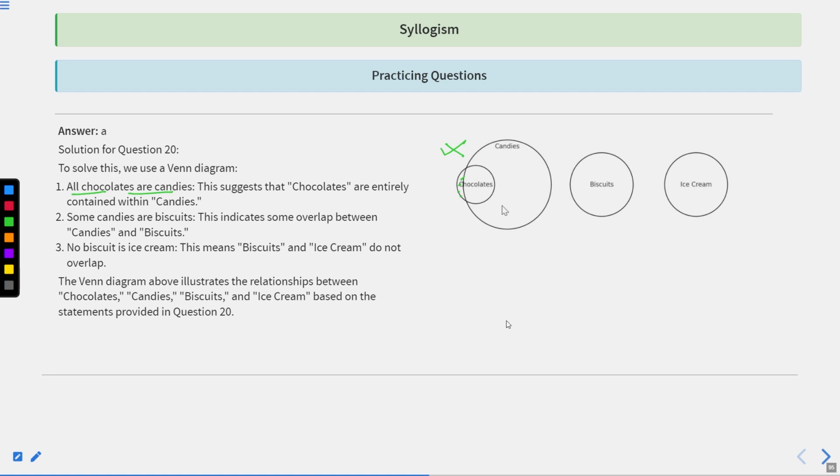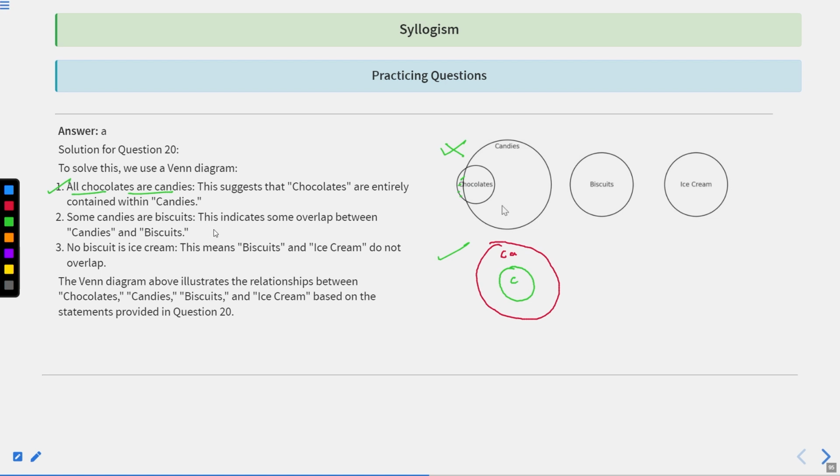The correct diagram would have been one circle representing chocolate and another circle representing candies. So this is chocolate and this is candies. Now this particular Venn diagram seems to be correct for statement number 1. This is statement number 1. This particular Venn diagram is correct.